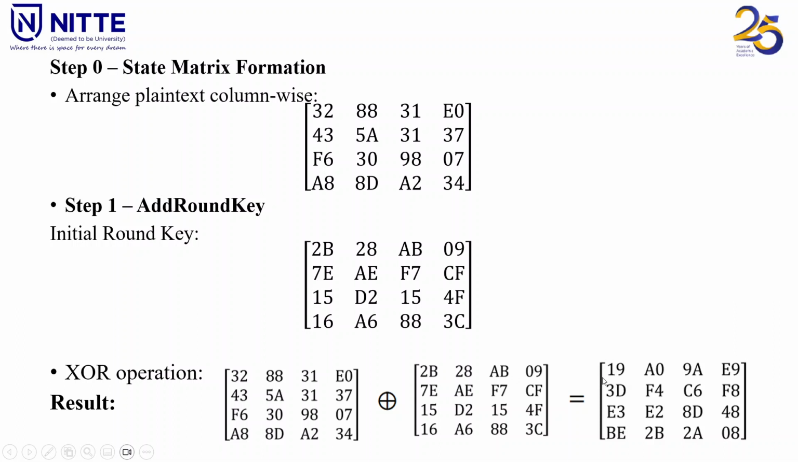All these numbers are in hexadecimal, so we convert the hexadecimal into binary format and then go with a bit by bit transformation. The very first step is the initial transformation, that is AddRoundKey with the state matrix, where we perform the XOR operation.